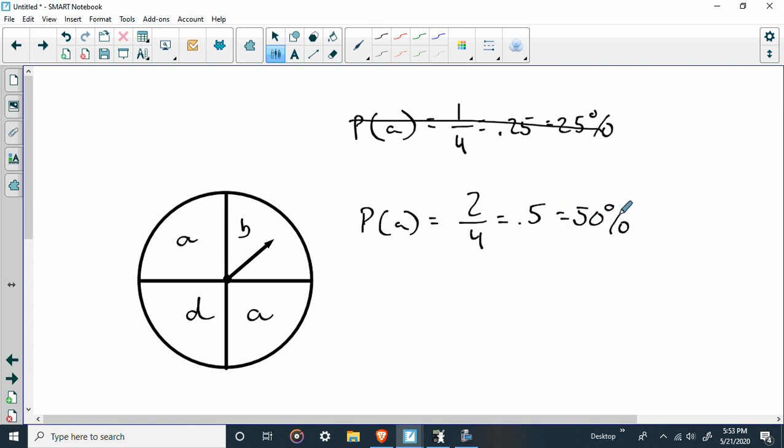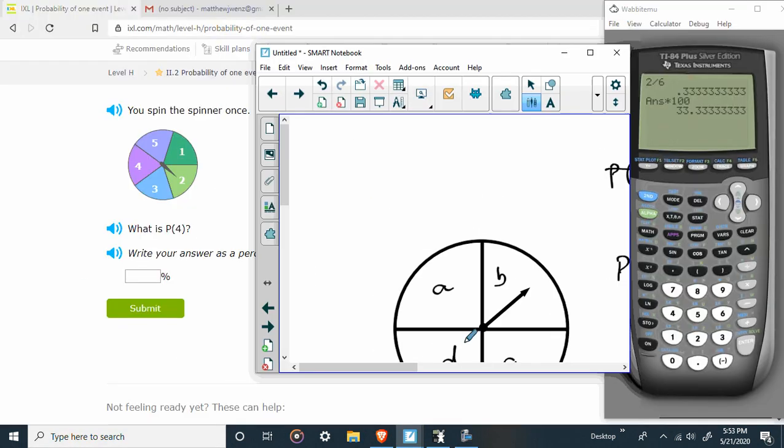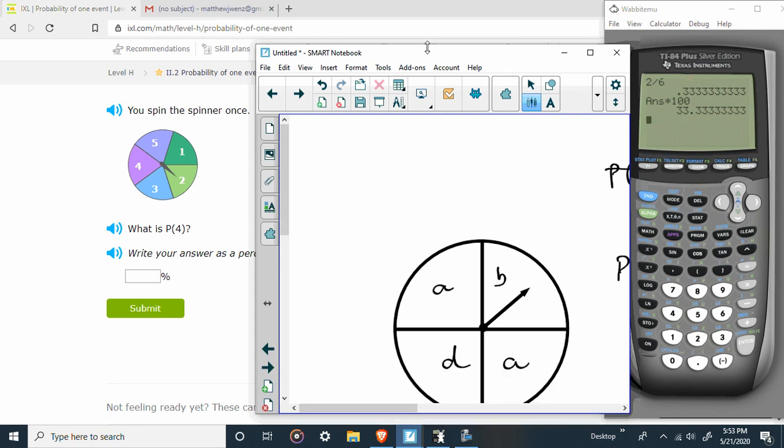Okay, so let's take a look at some examples. I'll work them out for you guys. These are the kinds of things you should see on iXL when you're doing this, okay?